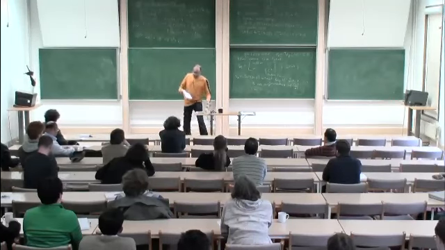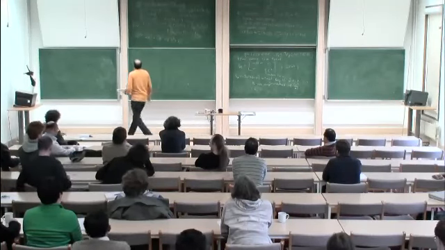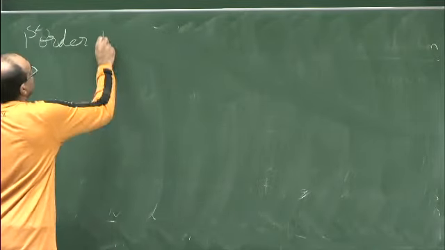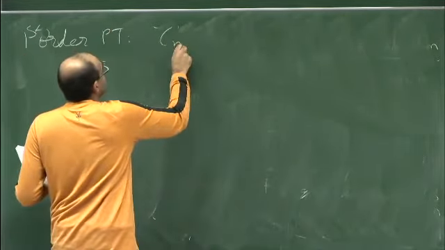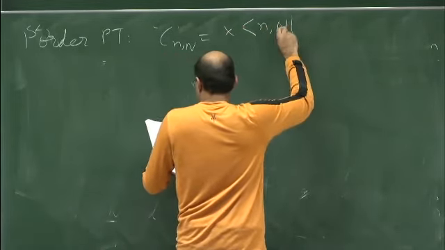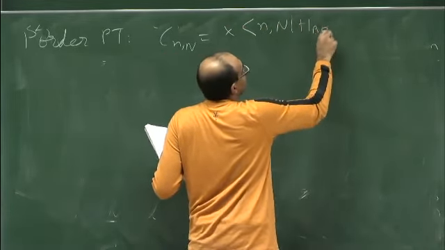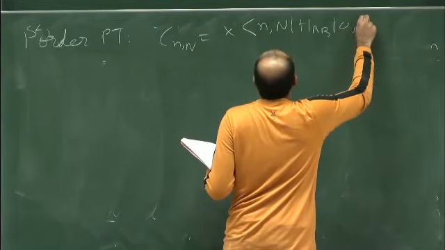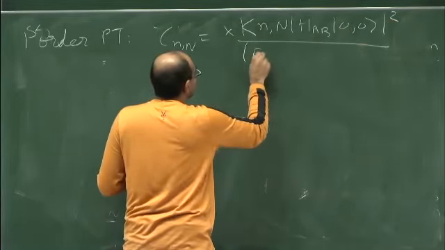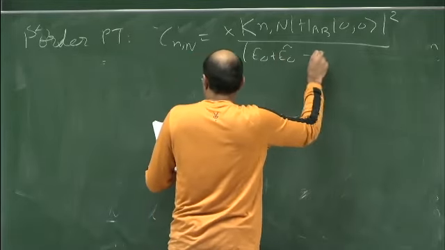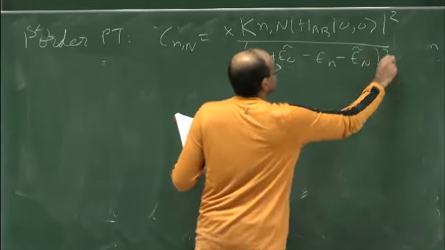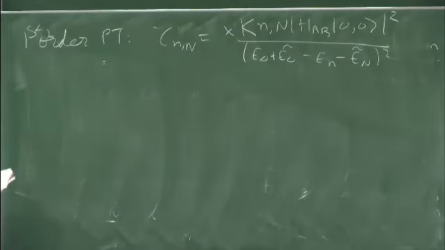Okay, so that's the answer. And in first order perturbation theory, you have C and N equal lambda times, here's the excited states, HAB. This is the interaction Hamiltonian. Here's the original ground state. You square it, and there are the usual energy denominators, E naught plus E naught tilde minus En minus En tilde. Okay? So that's the answer.